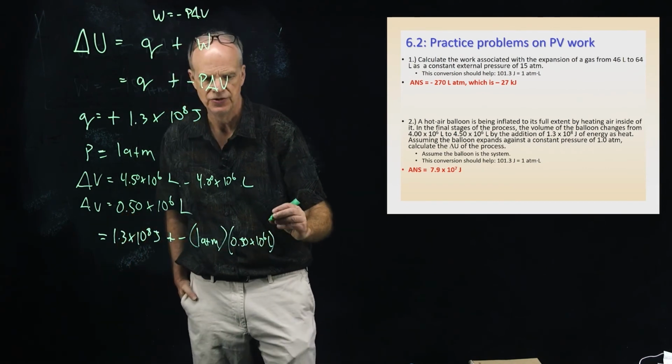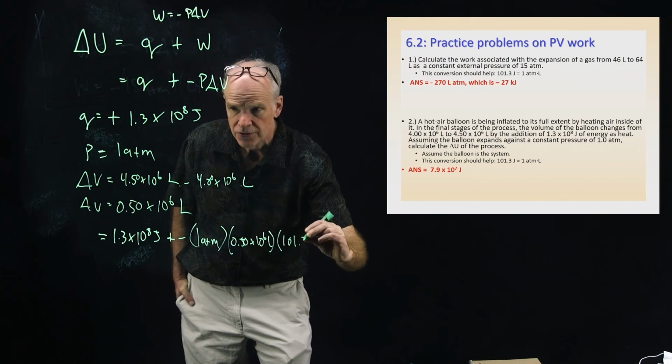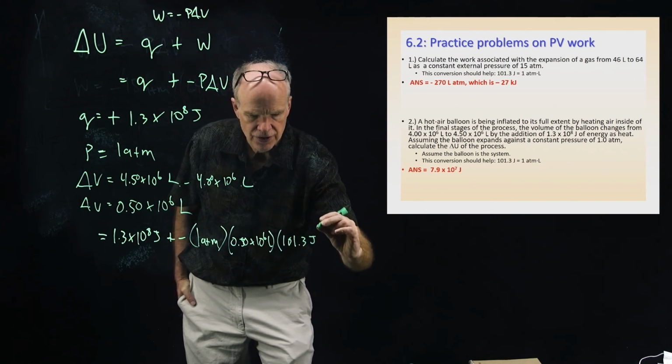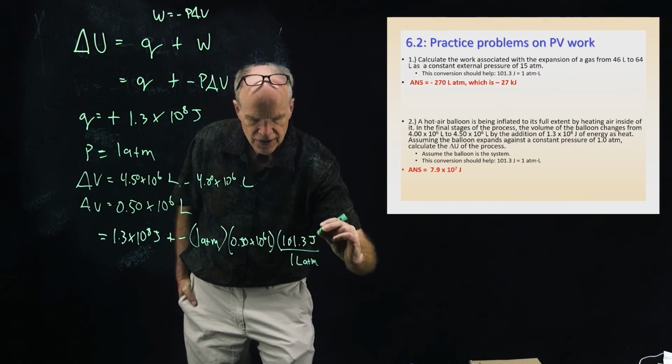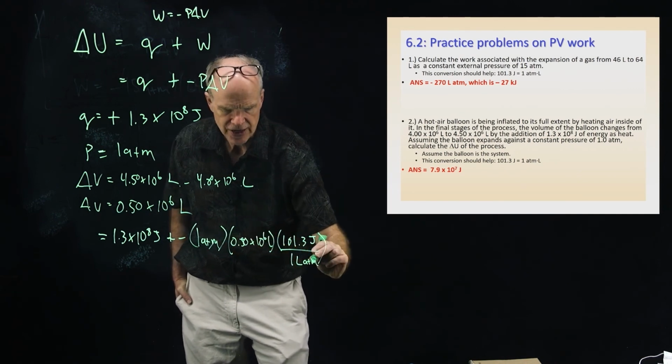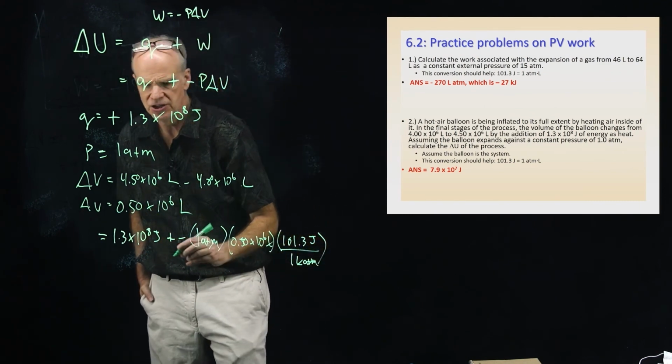So I'm going to go ahead and do that. So it's going to be times 101.3 joules over 1 liter atmosphere. And so you can see that the atmospheres cancel and the liters cancel, and so we should be left with an answer in joules. And so let me go ahead and work this out.